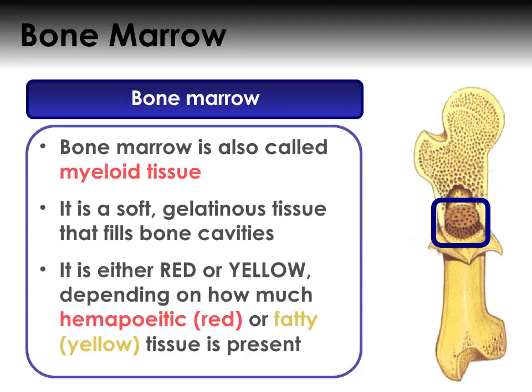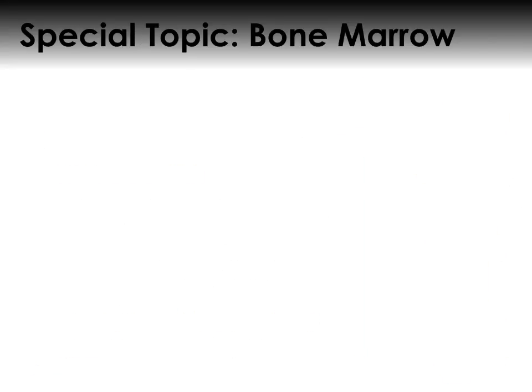The bone marrow is also called myeloid tissue. It's a soft, gelatinous tissue that fills cavities. It comes in two different types, red or yellow, and that will depend on how much red or fatty tissue is present within it. A little bit more on that bone marrow.